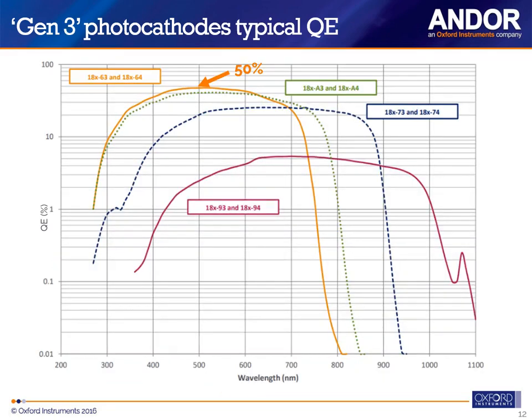Gen 3 photocathodes, as I mentioned, have no or barely any UV response below 300 nanometer. However, they do have a peak quantum efficiency up to 50%, which makes them pretty useful if you're doing the likes of photon counting, having a better absorption probability or detection probability of these single photon events.